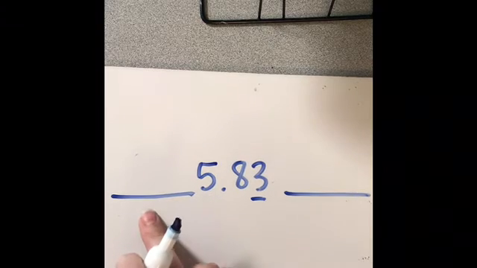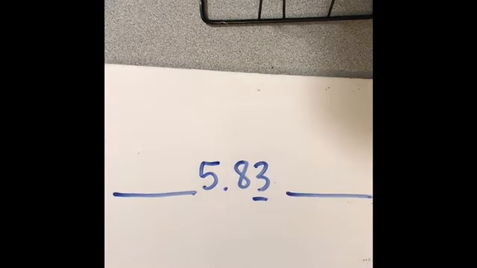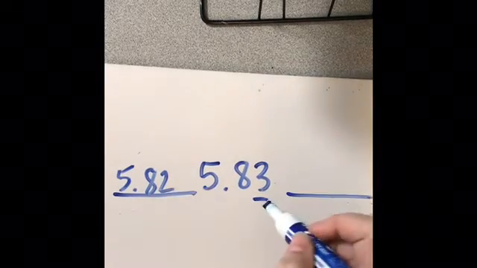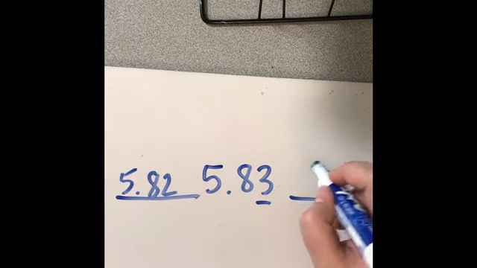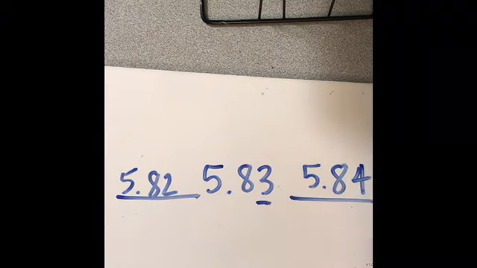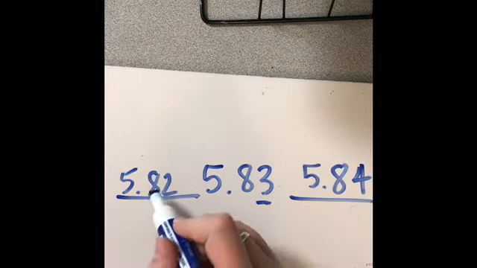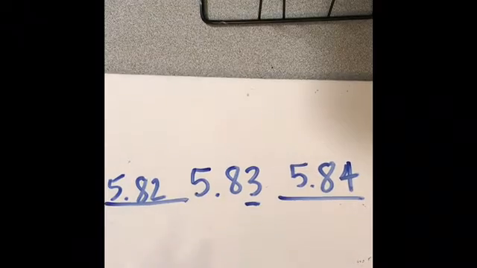So we think, what's 1/100th less than that? You can even think of this as money. Think of a penny less. So we'd have 5 and 82 hundredths. And then think of a hundredth more: 5 and 84 hundredths, right? And then once we have 3 in a row, it really works like a number line. 5 and 82 hundredths, 5 and 83 hundredths, 5 and 84 hundredths. Pretty simple. Okay, let's do the next one.